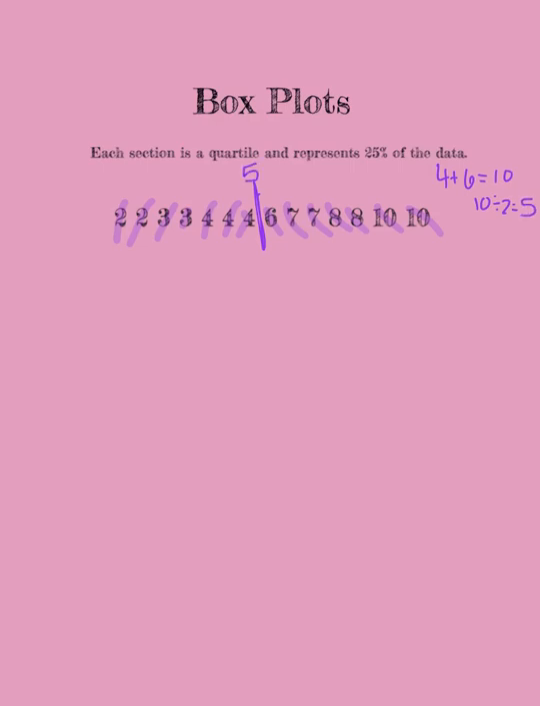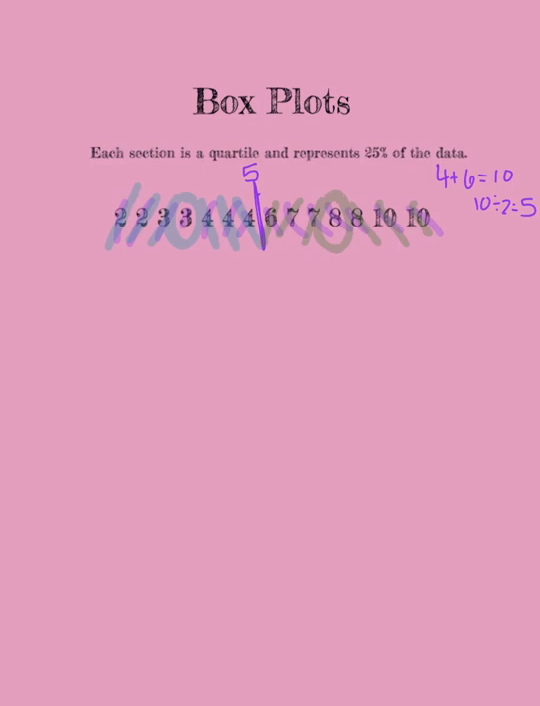Now that's important to know. Now what I'm going to do is divide this half of the data into 2 parts and this half into 2 parts. So let's start with this first half. I'll cross one out, cross one out, cross one out, cross one out, cross one out, cross one out. And I've got a middle number right there, 3. That's dividing it into fourths right there. Let's look at the other side. I'm going to cross one out at a time, and here's that one.